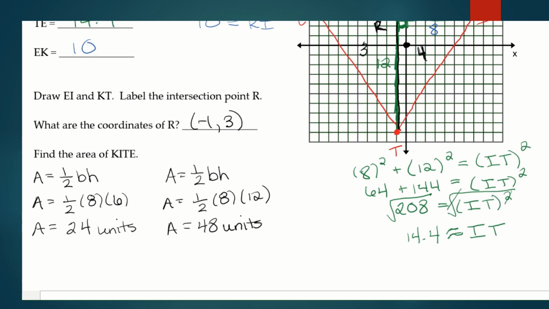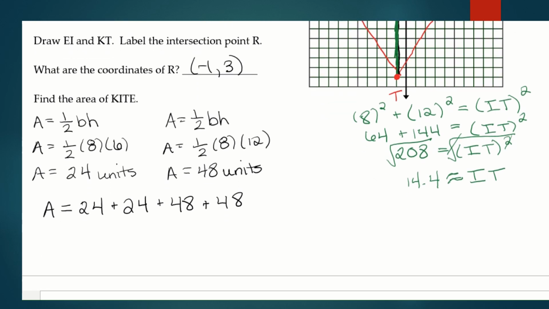So here are the areas for each of the 4 triangles. Triangle 1 and triangle 2 each have an area of 24 units. Triangle 3 and triangle 4, since they are the same, each have an area of 48 units. So now to get the area of the kite as a whole, I'm going to add all of these together. And the reason I'm writing 2 24s and 2 48s is, remember, we have 4 separate triangles all within that kite. So 24 plus 24 plus 48 plus 48 gives us 144 units squared for the area of the kite.